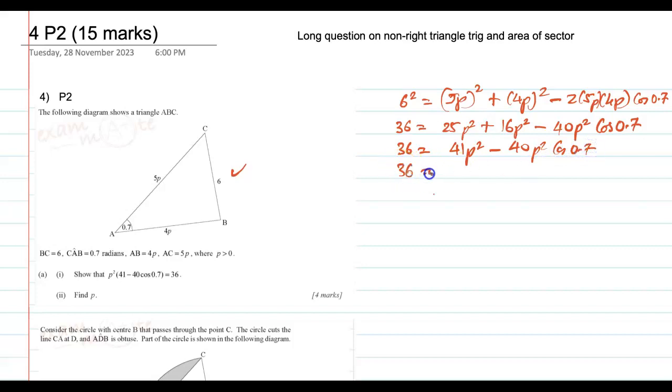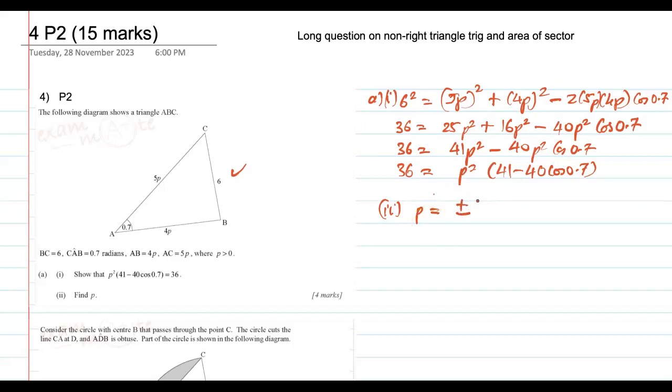So 36 is equal to, if you take p squared common, you will be left with 41 minus 40 cos 0.7. So that's your part A, part 1. Then find the value of p. So you put this in the calculator. The value of p would be plus or minus.